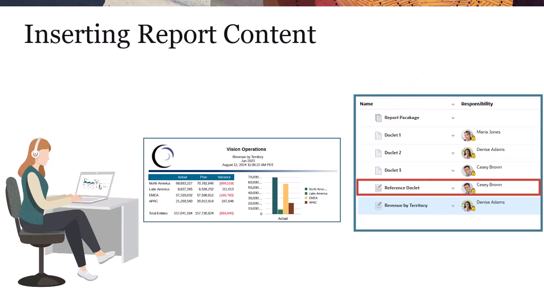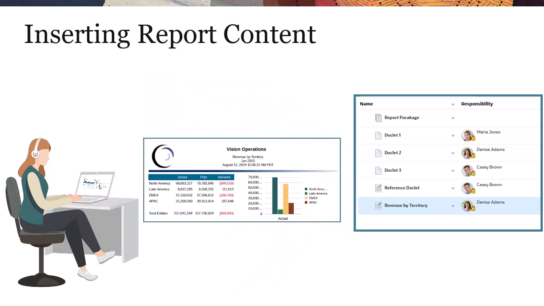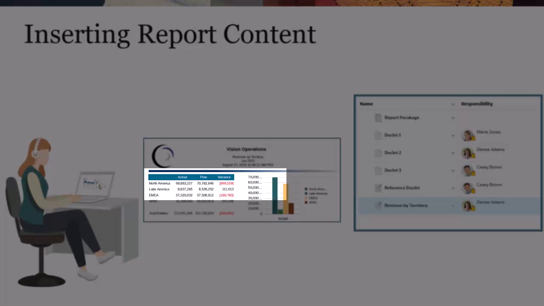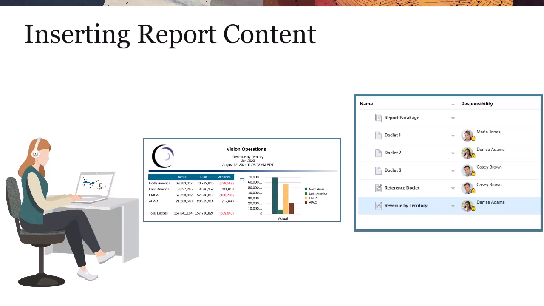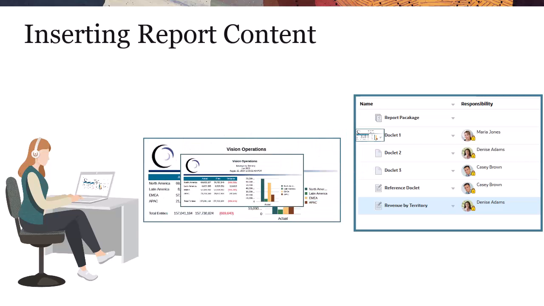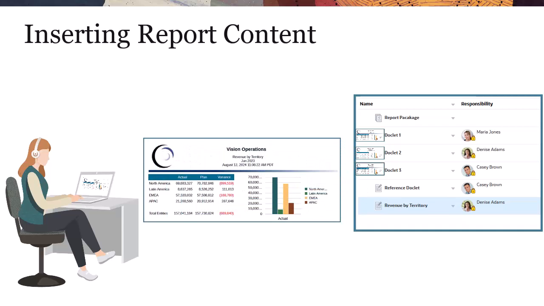A reference doclet is a container for common content. Other authors within the report package may embed the reference doclet content into their doclets. If the report is updated, such as changing the POV, refreshing data, or modifying the report definition, the updates are automatically pushed to the doclets that contain the embedded content. For PDF-based report packages, you can also insert reports directly as doclets.